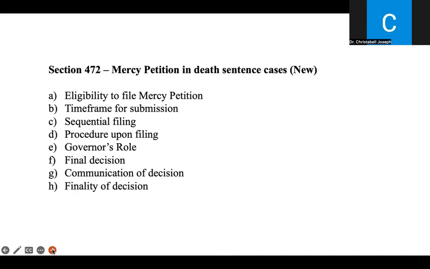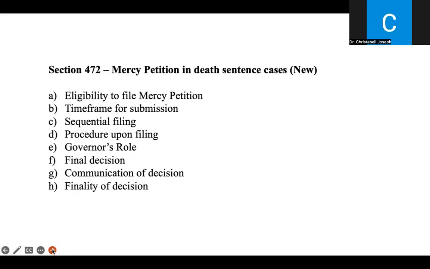Now we'll take up the first section here, Section 472, which talks about the mercy petition in death sentence cases. This is a new provision altogether, which is inserted in the BNSS and which was not there in the Criminal Procedure Code of 1973. If you look at Section 472, we have about 8 subsections there. We'll discuss each of these subsections in detail.